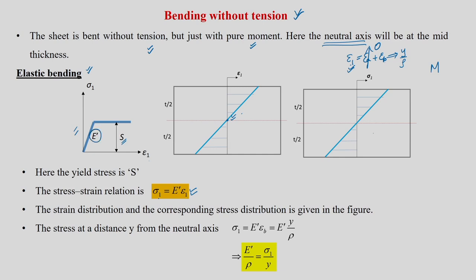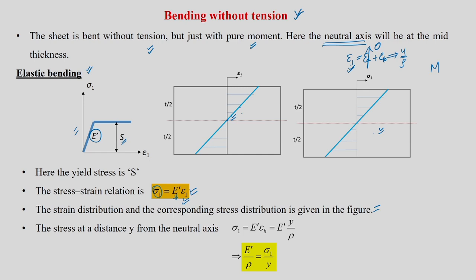We already discussed just now that sigma 1 is nothing but E dash into epsilon 1, where E dash is your plane strain elastic modulus. Since the epsilon 1 distribution is known to you, you can get the sigma 1 distribution as in this particular figure. The strain distribution and the corresponding stress distribution are given in these two figures, if you assume this particular model to describe the bending process, sigma 1 is equal to E dash into epsilon 1.